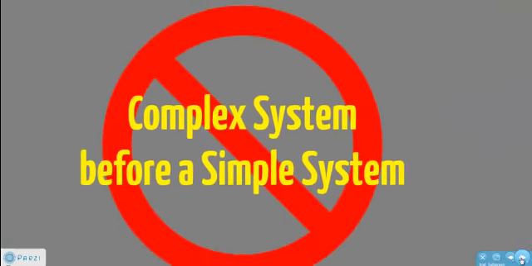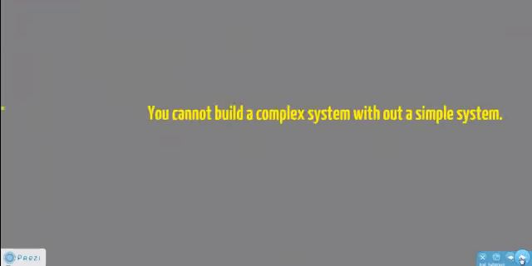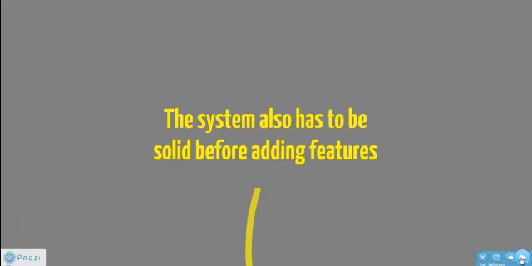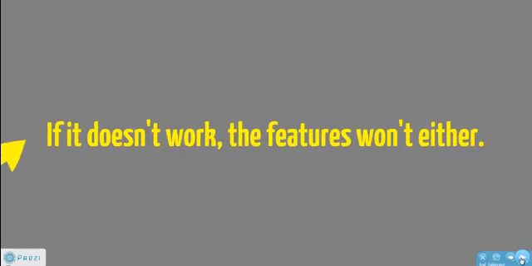But why is this important? You cannot build a complex system without a simple working system first. If the feature doesn't work in the simple system, we cannot continue to the complex system. It will fail because the system has to be solid before adding features. How can we use this to make the system more simple than complex?